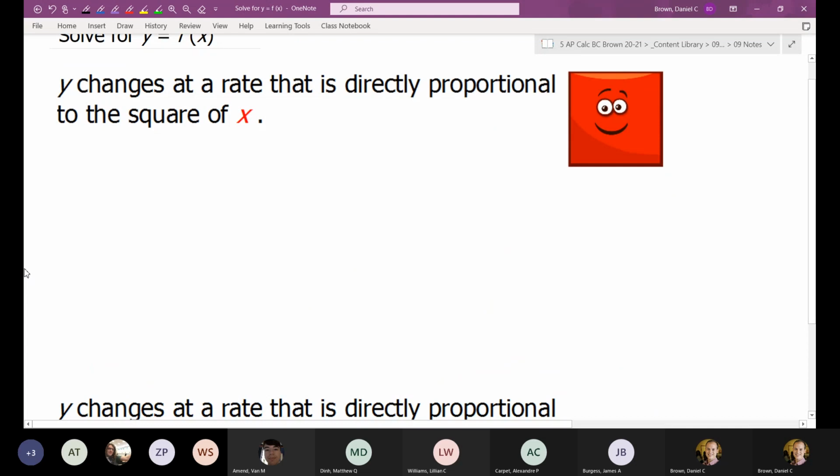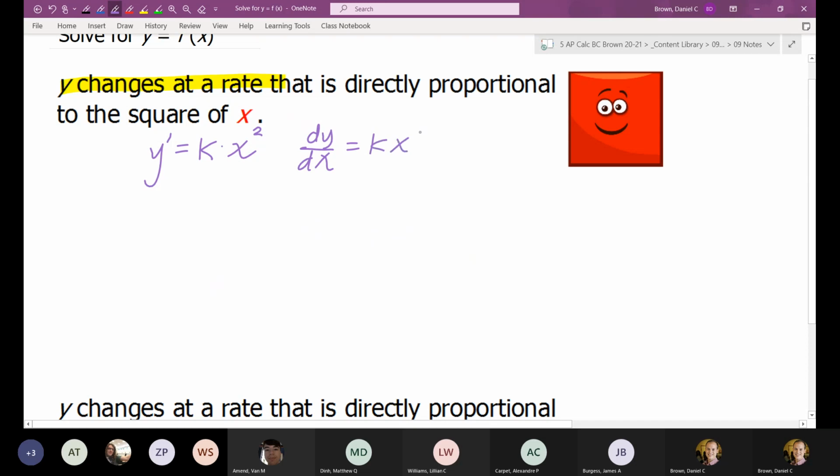So this first one, I have y changes at a rate that is directly proportional to the square of x. We already just did this one on the previous slide. But I changed it, so now I'm saying that y changes at a rate. So that is referring to a derivative now. Y is changing at a rate, that would be y prime, that is directly proportional to the square of x. This one, again, a pretty easy one to solve, but we want to talk about equivalent answers. Instead of y prime, we could have also written this as dy dx, of course.